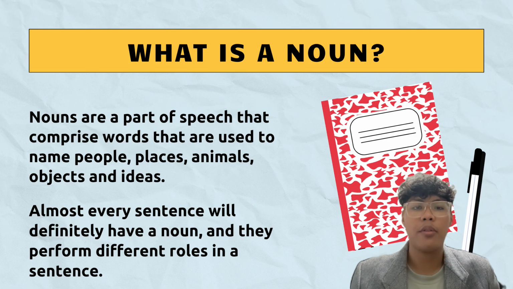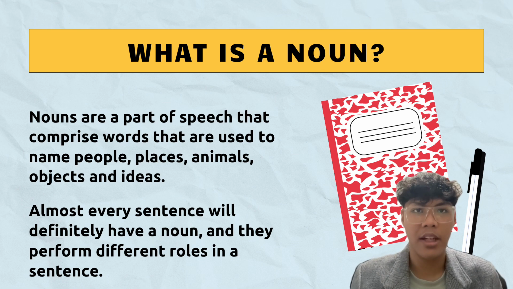Okay, so for the definition of a noun, to make it easier for you guys to understand, what is a noun? A noun is a part of speech that comprises words that are used to name people, objects, places, animals, or ideas. So basically, you will find a noun in every single sentence, and every noun will have a different role in a sentence.